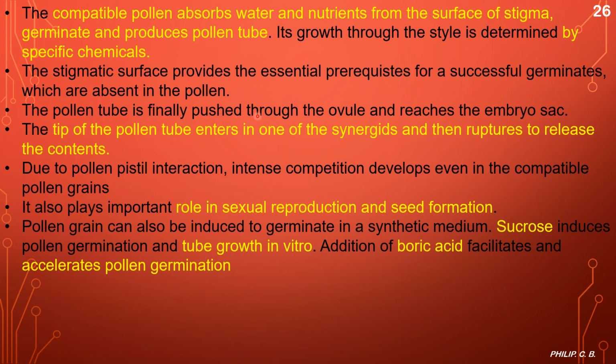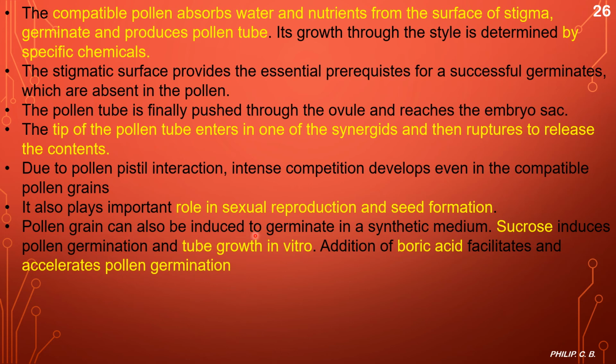The pollen tube is finally pushed through the ovule and reaches the embryo sac. The tip of the pollen tube enters one of the synergids and then ruptures to release the contents. So first the pollen tube enters the synergid in the ovule and ruptures, then releases the contents, that is the male gametes. Due to the pollen pistil interaction, intense competition develops even among compatible pollen grains. It also plays a role in sexual reproduction and seed formation. So further, it is helpful in seed formation.